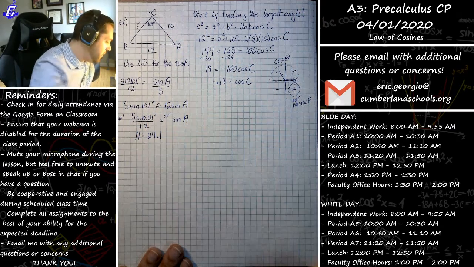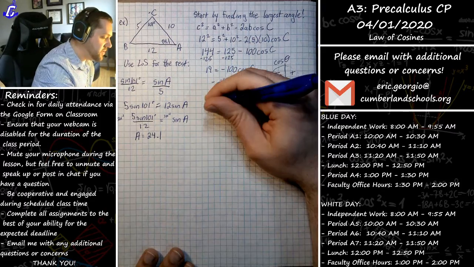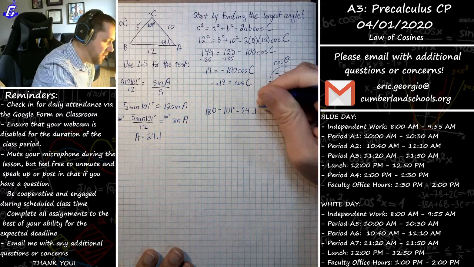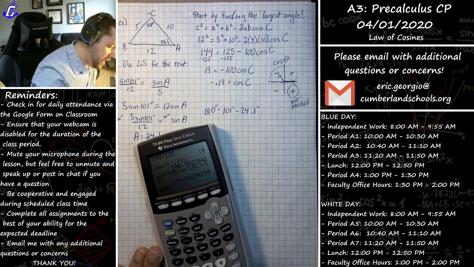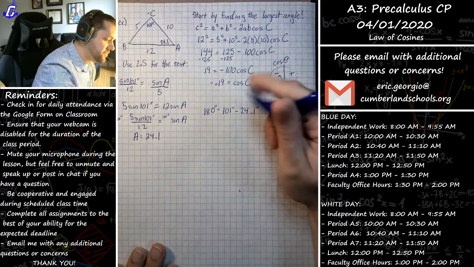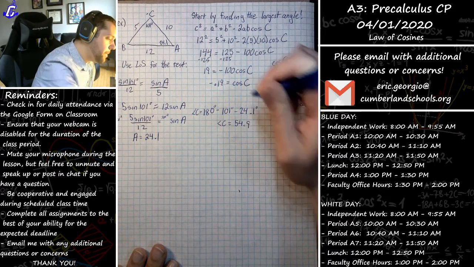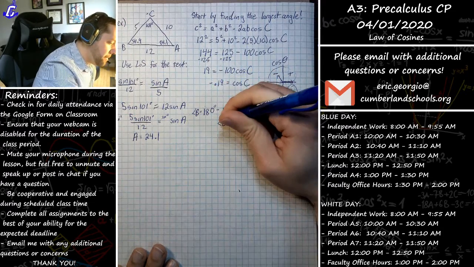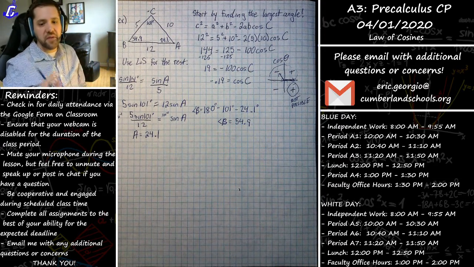And now that you know that this is 24.1, you could find angle B very quickly by just doing 180 minus 101 minus 24.1, because you're just trying to find out what's left over that we need for the other angle. And so you would do 180 minus 101 minus 24.1, and we get 54.9. So angle B would be 54.9. Oh, angle B, sorry, not angle C. Angle B. Okay.